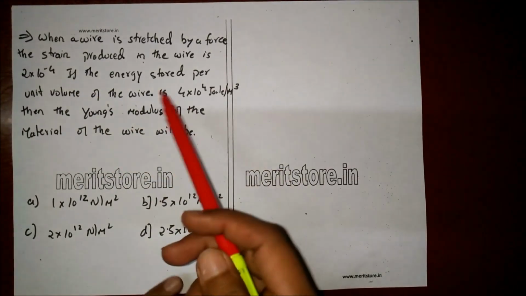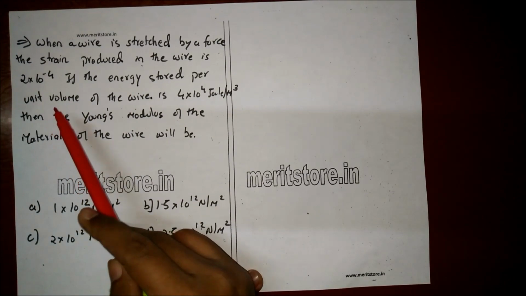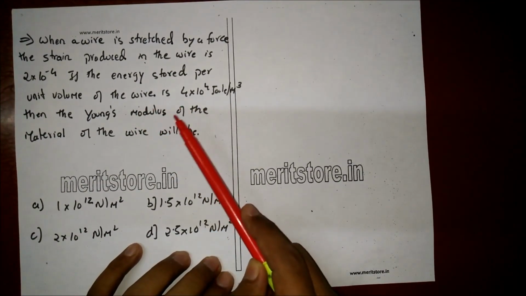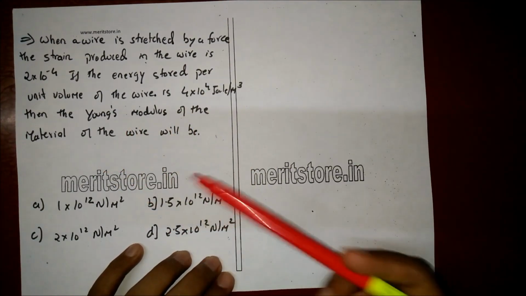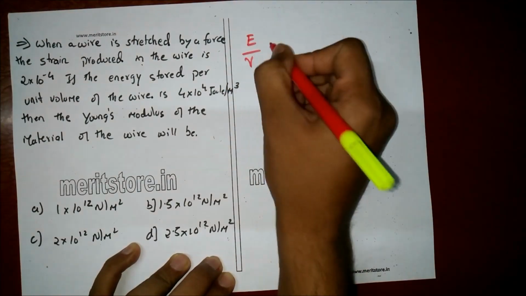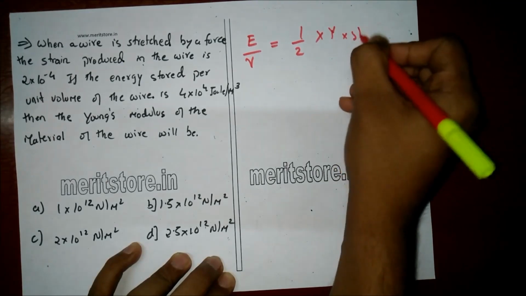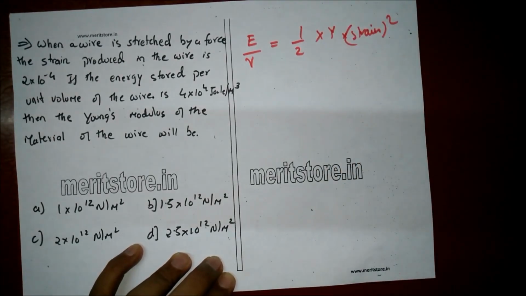When a wire is stretched by a force, the strain produced in the wire is 2 × 10^-4. If the energy stored per unit volume of the wire is 4 × 10^4 joules per meter cube, then the Young's modulus of the material of the wire will be? Now the energy per unit volume is given by half into Y into the strain square. We need to find the value of the Young's modulus.